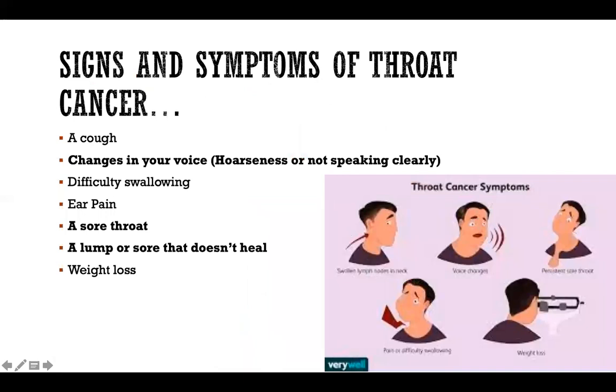Some signs and symptoms of throat cancer that are very prevalent in patients are a cough. It could be a dry cough, or it could be a mucus cough, but it's just an ongoing cough. You think it's going to go away, but it always comes back. Changes in a person's voice, such as hoarseness or not speaking clearly, difficulty swallowing, ear pain, a sore throat that is ongoing and just doesn't leave. It's very annoying. A lump or sore that doesn't heal, and weight loss.